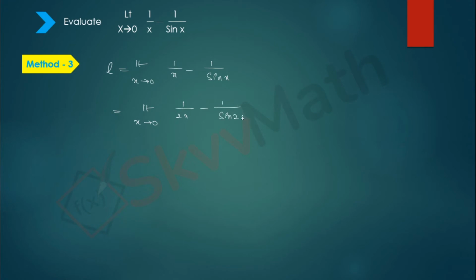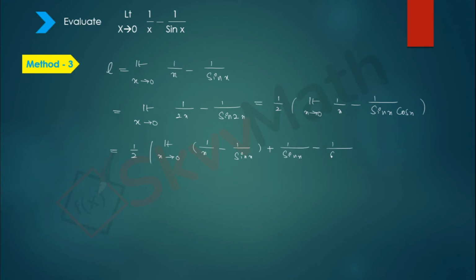Now sin 2x I can write, what is that? Sin 2 theta is 2 sin theta cos theta, that I use: 2 sin x cos x, and I'll take half outside. So half of limit x tends to 0, 1 by x minus 1 by sin x into cos x. Now see the magic here. So half of limit x tends to 0. What I do here, 1 by x, I'll subtract 1 by sin x. I am trying to get the limit which is given in the problem as it is, so 1 by x minus 1 by sin x. So I add here 1 by sin x, 1 by sin x minus 1 by sin x cos x.